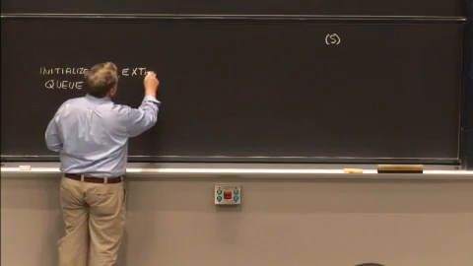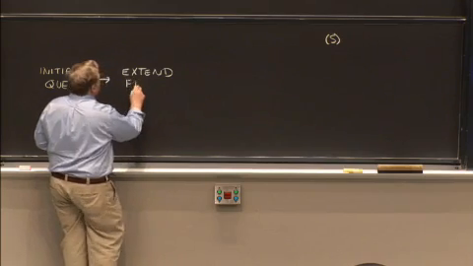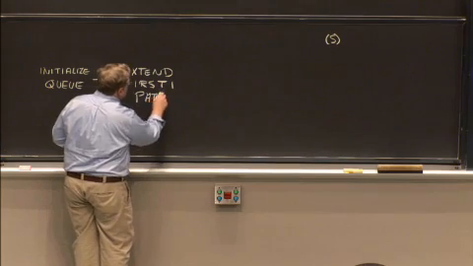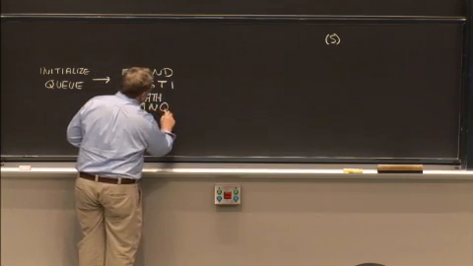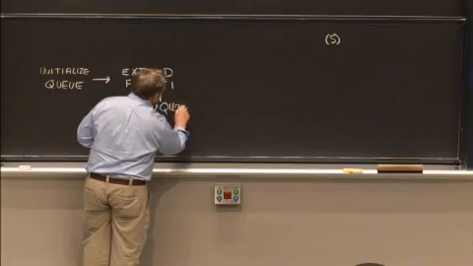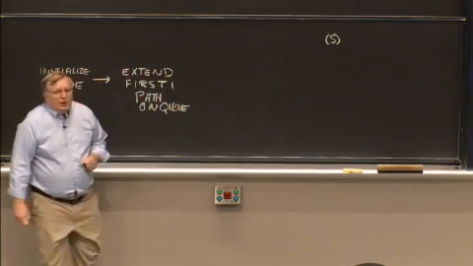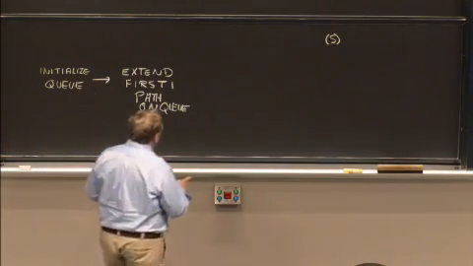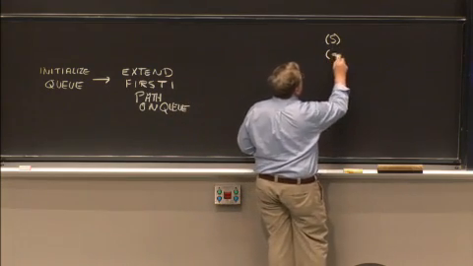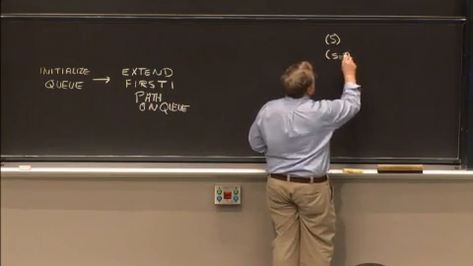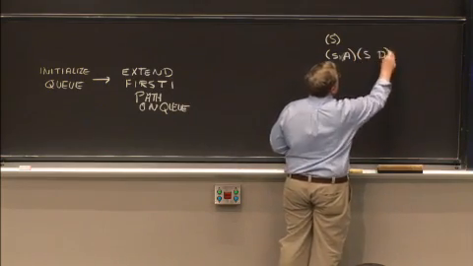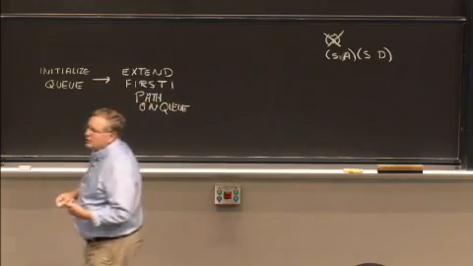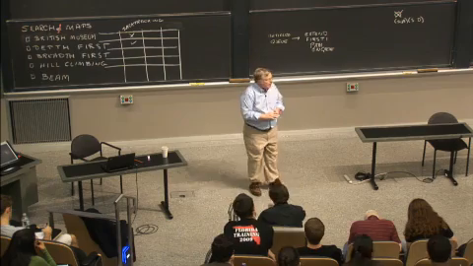So the next thing I do after I initialize the queue is I extend the first path on the queue. Okay, so when I extend S, I get two paths. I get S goes to A, and I get S goes to B. So I take the first one off the front of the queue, and I put back the two that are produced by extending that path.